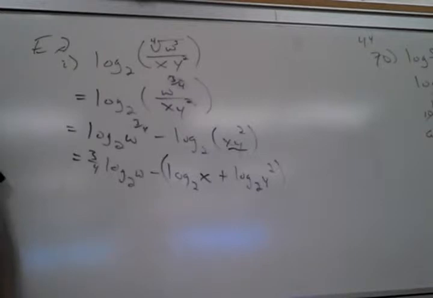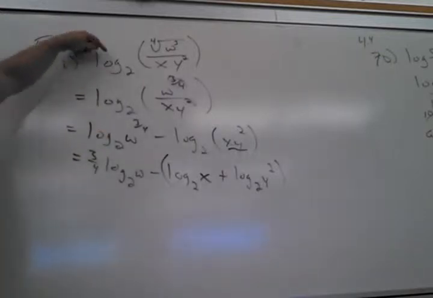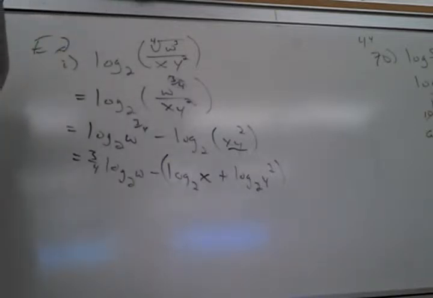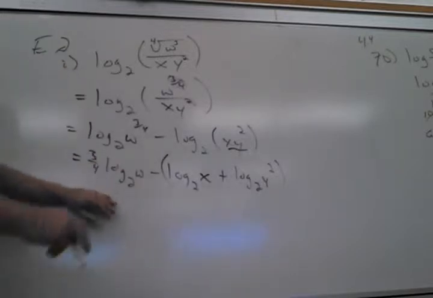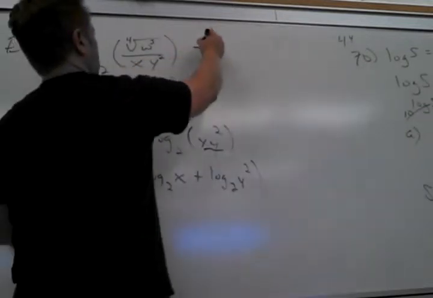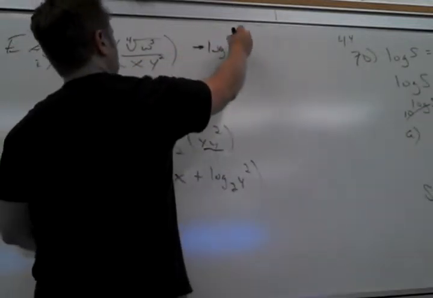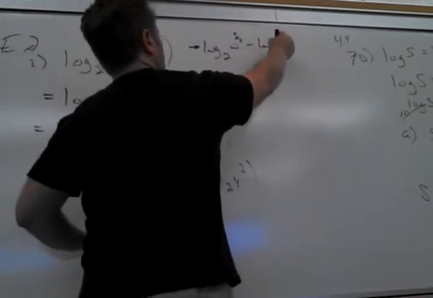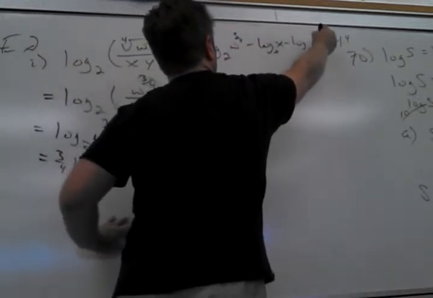So when you started out, why is it wrong to do log base 2 plus that other stuff, putting plus and then in parentheses log w to the 3/4 minus log x y to the second? Yeah, one too many logs. So you could certainly do log base 2 of w to the 3/4 minus log base 2 of x minus log base 2 of y squared. That's what I would do.